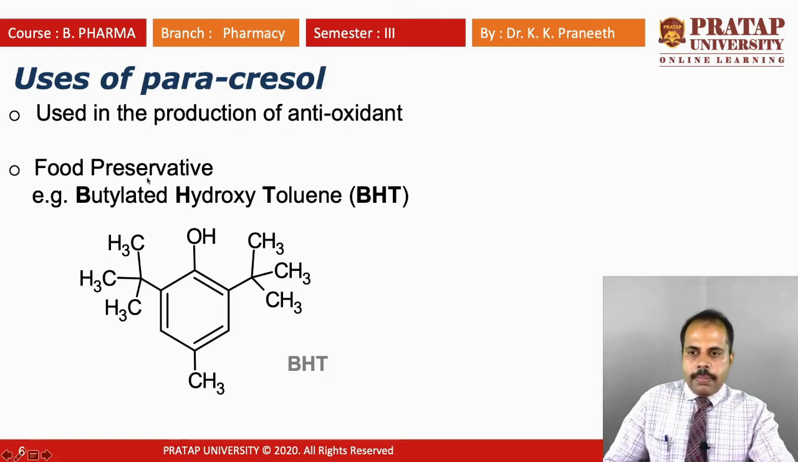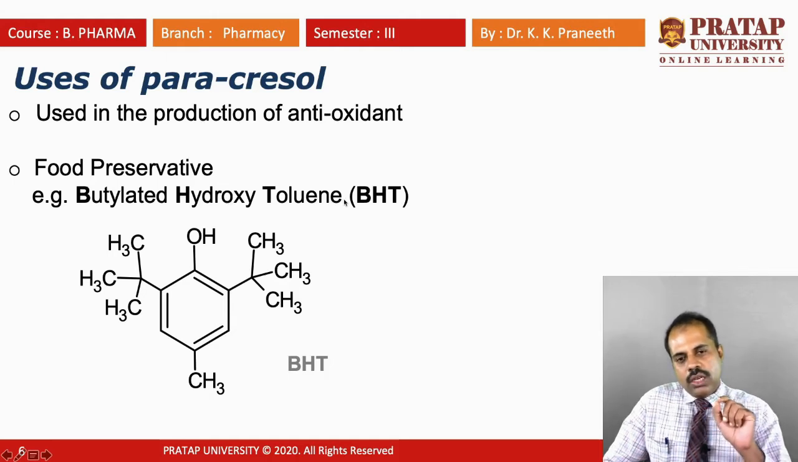It is also used as a food preservative. The derivative of paracresol shown here is BHT, which is butylated hydroxytoluene. Butylated hydroxytoluene, BHT, is used as a food preservative. So again, a very important property.